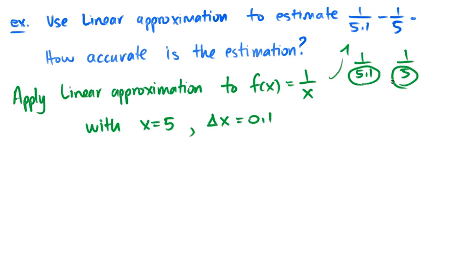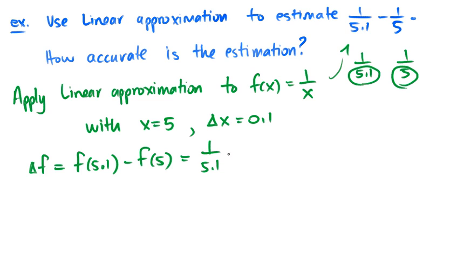Now if we compute the exact value, the change in f is exactly whatever the function is worth at 5.1, take away the function worth at 5. That's asking us to calculate 1/5.1 take away 1/5. That's the exact answer. Linear approximation is going to find us an answer close to that.